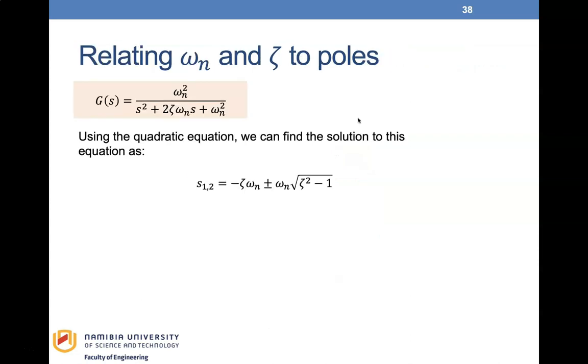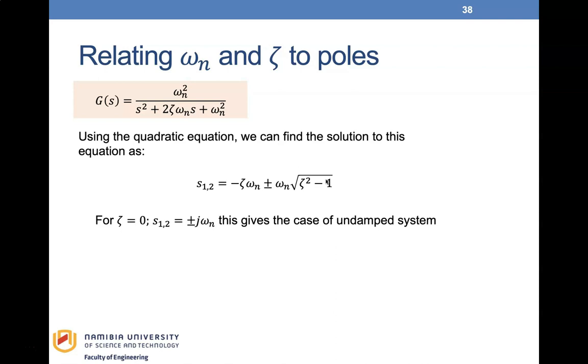Now let us relate the two physical quantities, that is the natural frequency omega subscript n and the damping ratio zeta, to the poles of the system. From the generalized second order system, using the quadratic equation, we can find the solutions or the roots of this equation, s1 and s2, equal to minus zeta omega subscript n plus or minus omega subscript n square root of zeta squared minus 1.